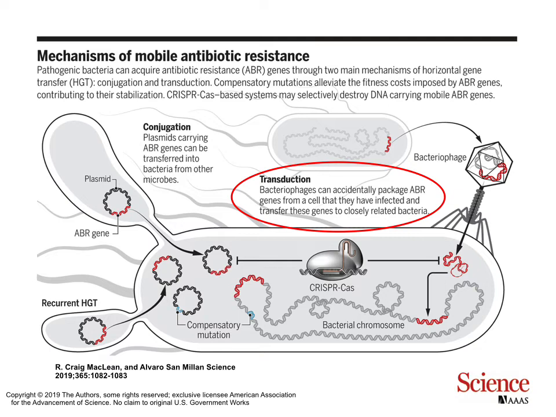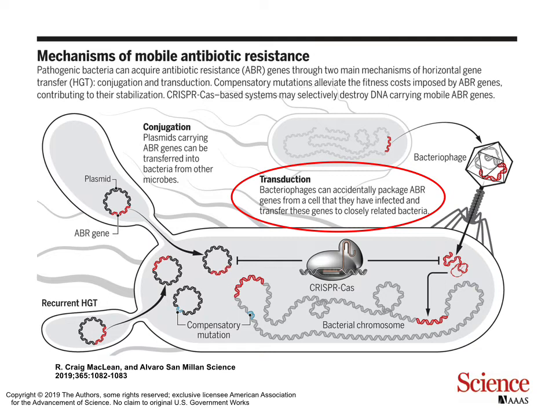And here we can look at this. This slide shows you mechanisms of mobile antibiotic resistance in bacteria, and that's something that we've all dealt with, the fact that bacteria can quickly develop antibiotic resistance. And there are different ways that they can do it. We're interested in the one that's circled in red on this slide, transduction.